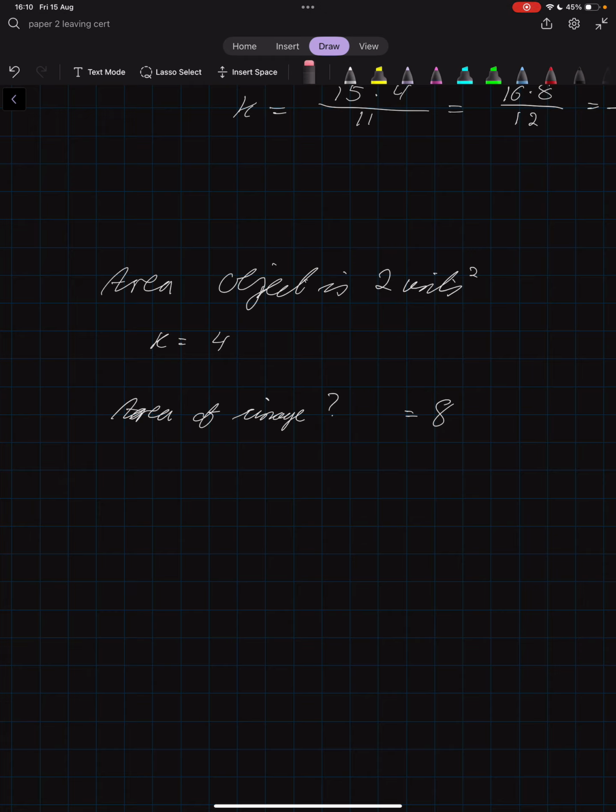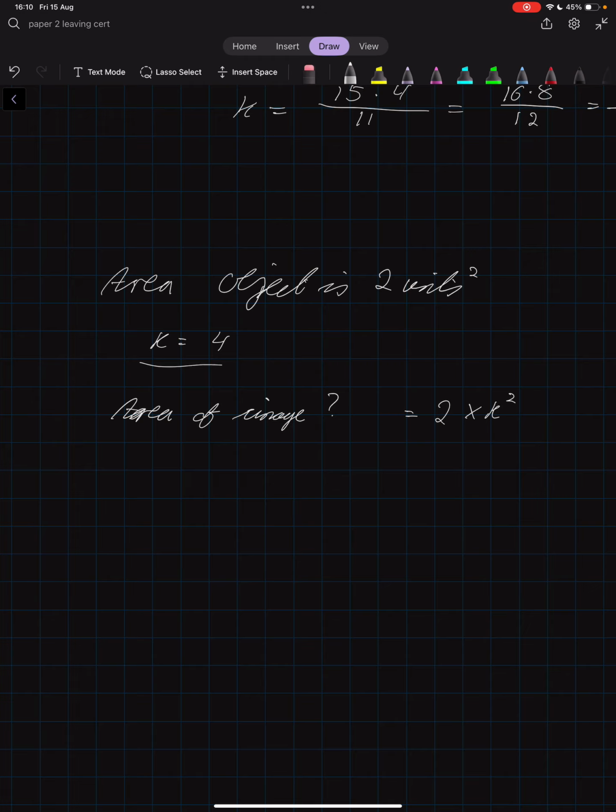No, it's not. It's not 8. What you do is you get your area and you multiply it by K squared. Because remember, what is area? Area is length by width. So what happened? If K is 4, what does that mean? That means your length gets 4 times bigger and your width gets 4 times bigger. So you have to multiply the 4 twice.